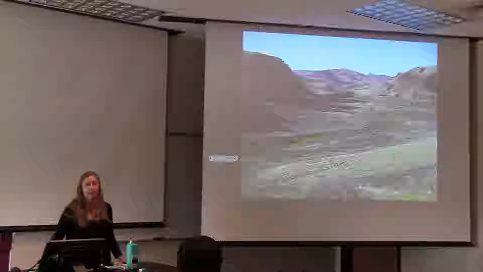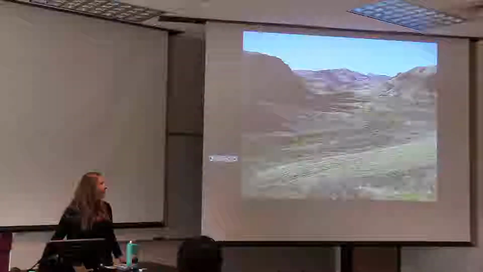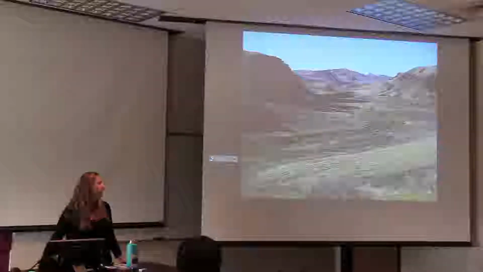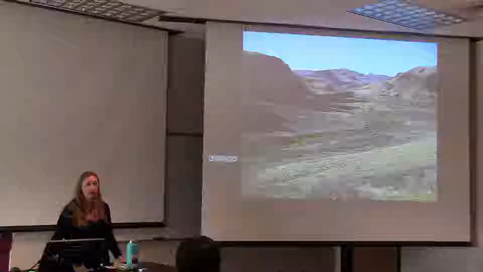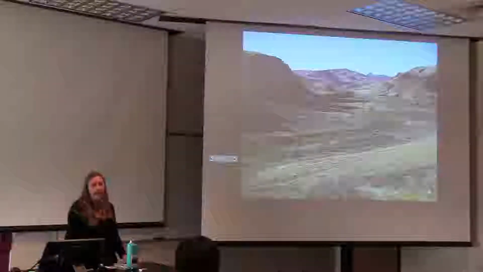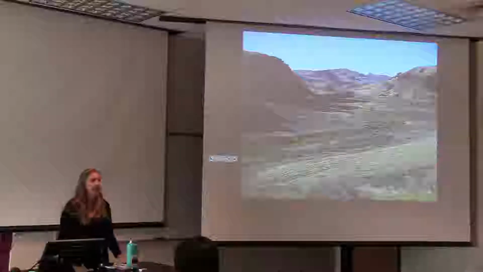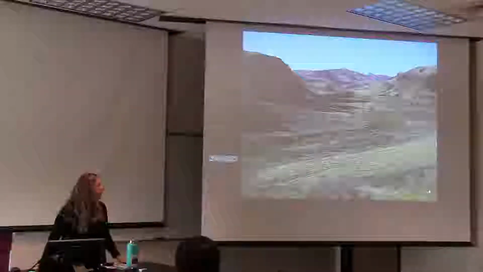So here's an example of an incised stream. This is where I studied for my master's degree. This is Bridge Creek in Central Oregon. It's a tributary to the John Day River. And it's a classic example of an incised stream, and you see this out here all the time.